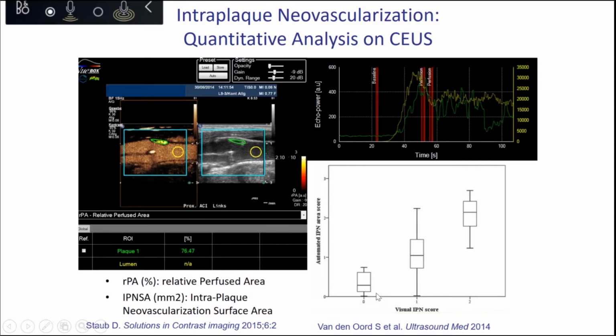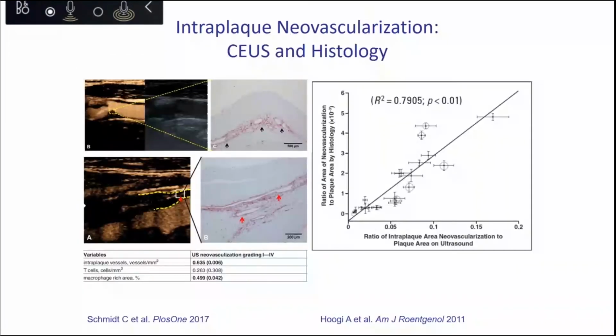A similar kind of quantitative analysis has been done before by another group, and they have shown that this quantitative analysis correlates quite well with the visual-based analysis of intraplaque neovascularization. What we see are really small vessels, and this has been shown in different studies.